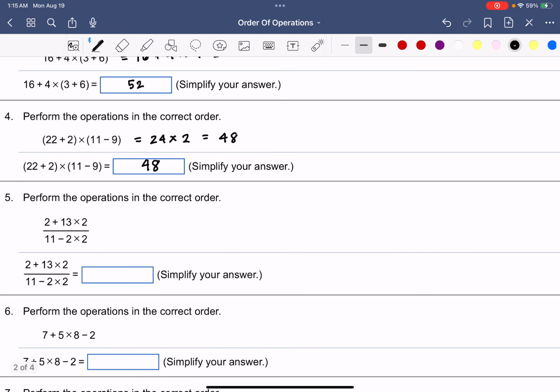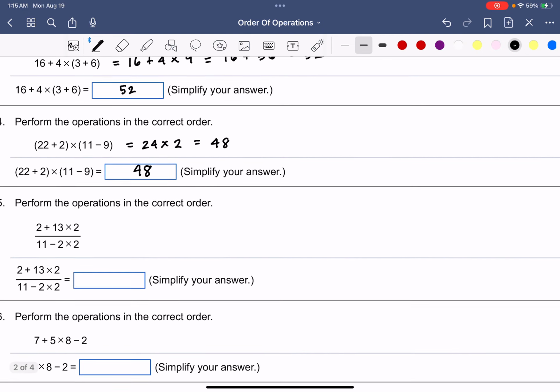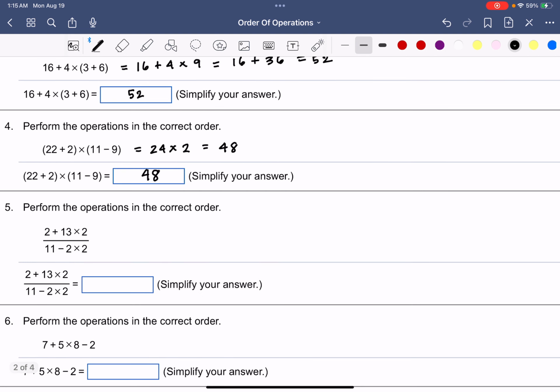Now remember, I said there were other kinds of grouping symbols, and this division bar is a grouping symbol. And what it tells you is, do what's on top first, do what's on bottom next, and then divide at the end. So it's like there are parentheses implied here and here, even though there aren't any parentheses there. So we need to do that numerator or top of that fraction first, and then the denominator, and divide last.